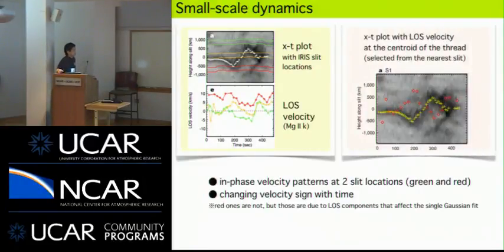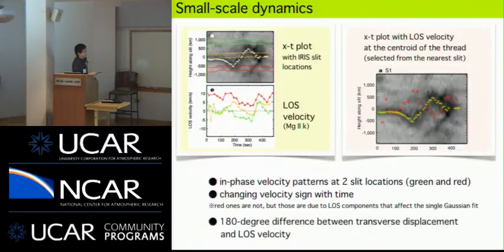And also I show another panel. The background image is the same as this one, but I picked up the velocity at the closest slit from the centroid of the thread. And the velocity is plotted as red diamonds. And you can find the transverse oscillation as this yellow one, and the Doppler velocity as a red one has a 180-degree phase difference. That's an interesting point.